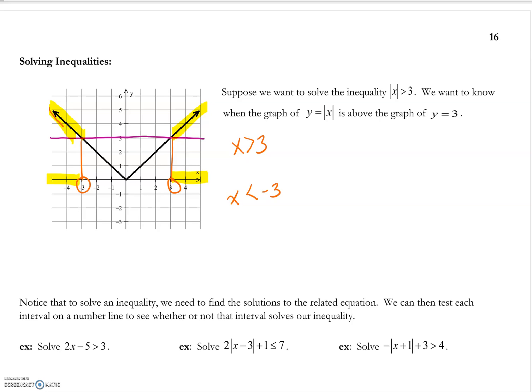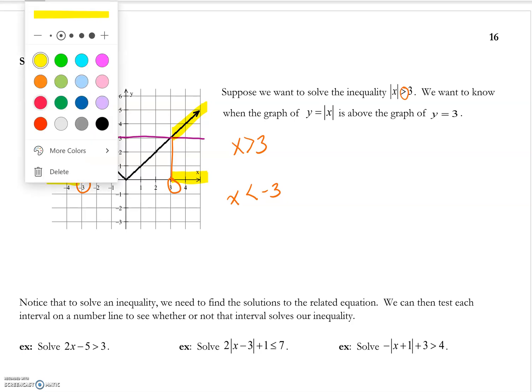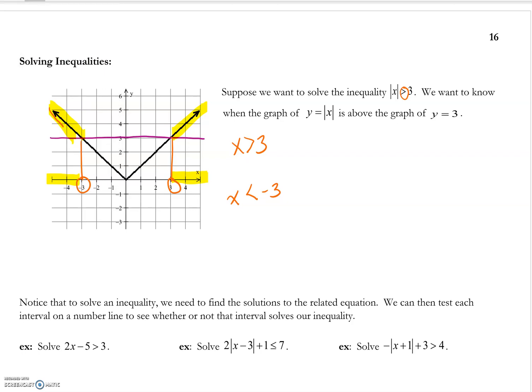Now, that was all dependent on this symbol in between and the way the graph was flipped. So I can't just make the assumption that whenever I see this greater than symbol, one of my solutions is going to be greater than and one of them is going to be less than, because we could have had a situation where I was looking underneath that line y equals 3, and I would have written a solution that said it was all the x values in between positive 3 and negative 3.